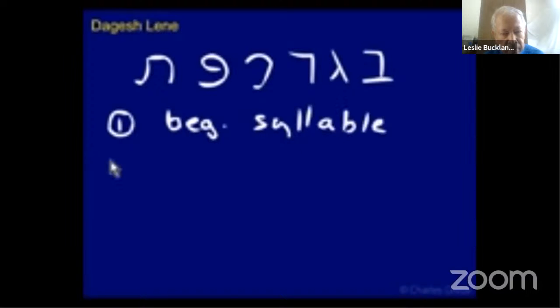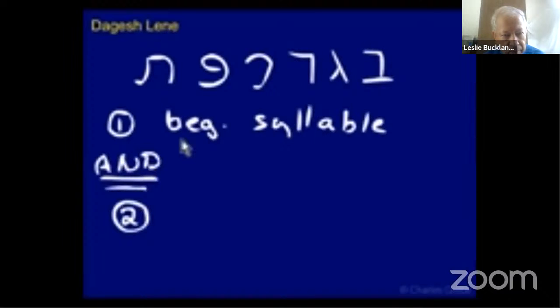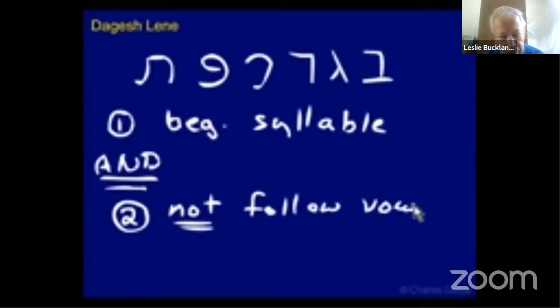And the second, and both have to be met. So I'm going to put a big "and" here. First, it must be at the beginning of a syllable, and secondly, it must not follow a vowel. So no preceding vowel. Beginning of syllable and no preceding vowel. That's where you'll see a Bagad Kafat letter having a Dagesh Lenny. Dagesh Lenny will be in one of these letters if these conditions are met.